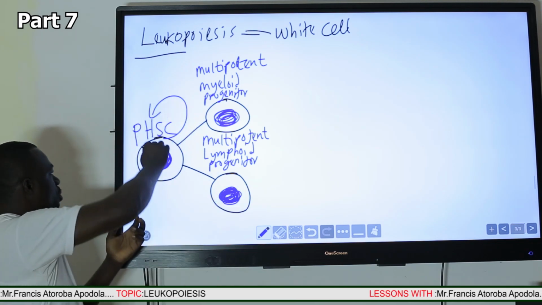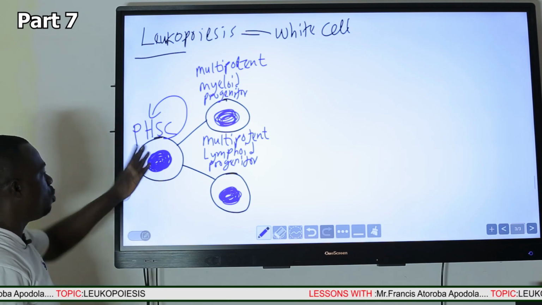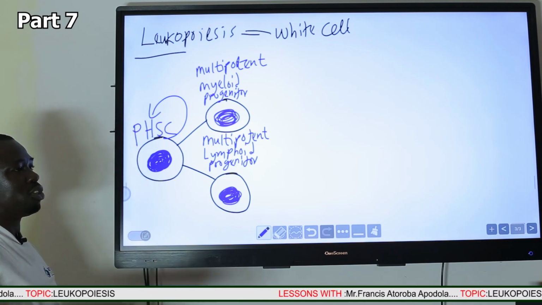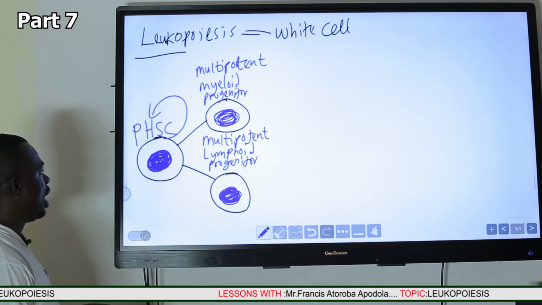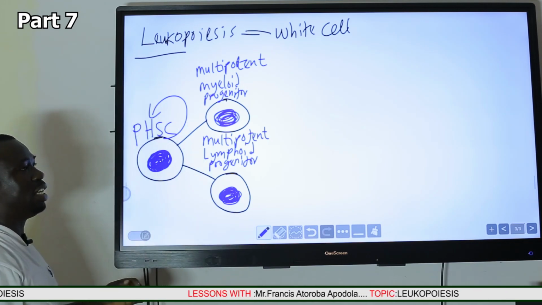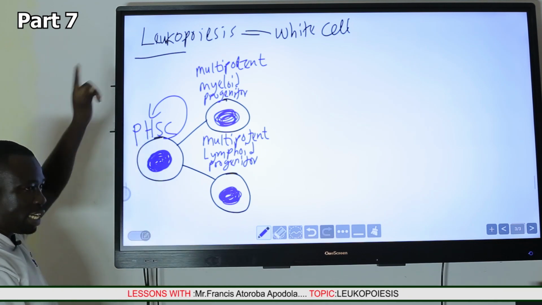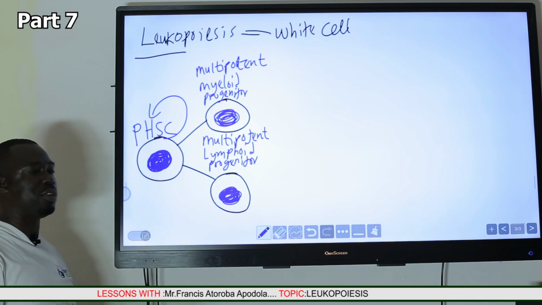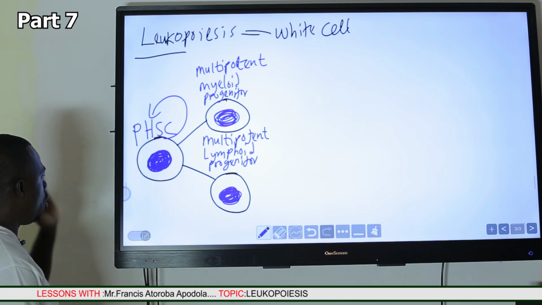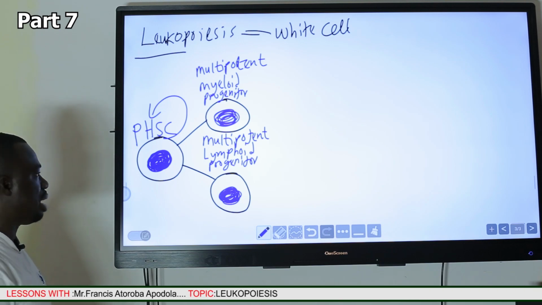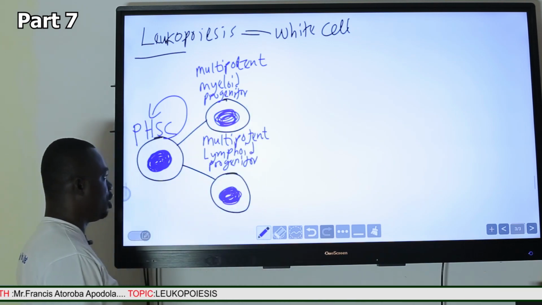So it self-renews itself and creates a copy of itself, and that copy will stay in the bone marrow for subsequent hematopoiesis. And when hematopoiesis is about to start again, that copy will also create another copy, will self-renew itself. So this is what we call the self-renewal property of the pluripotent hematopoietic stem cell. It self-renews itself before it undergoes this differentiation.